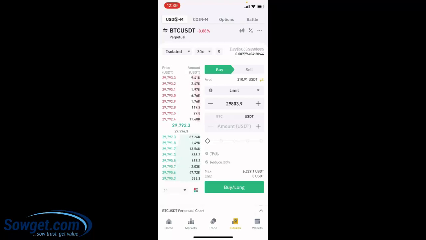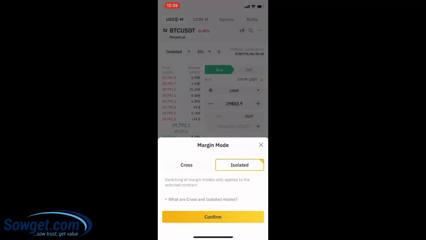Now, the next thing you need to know on this page is the difference between isolated and cross margin. Now, if you can see where you have isolated right here and a drop down arrow beside it, once you tap on it, you see that you have cross and isolated.